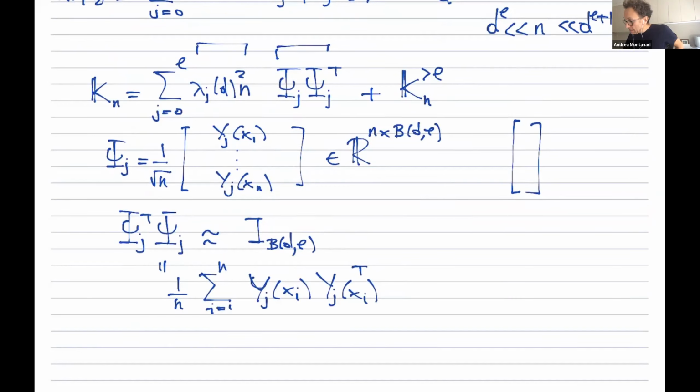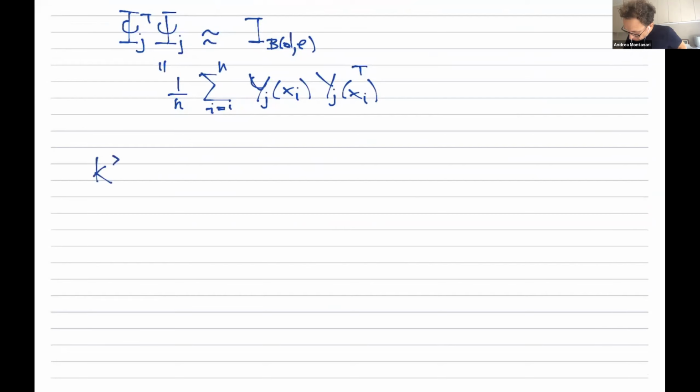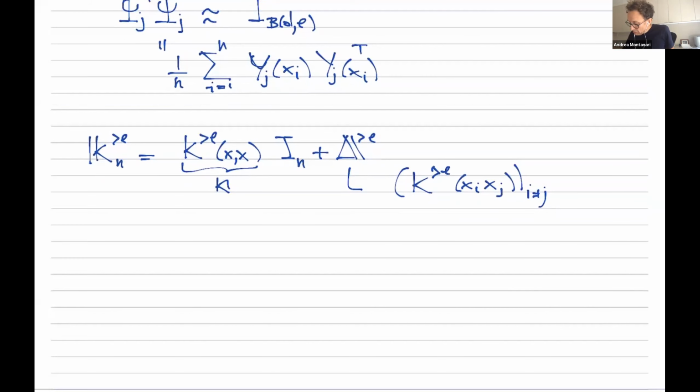What happens about the part that is bigger than L? I'll write it as a diagonal part, that is always the same by rotational invariance, times the identity, plus an out of diagonal part. And the out of diagonal part is the matrix with entries the high frequency part of the kernel ij, i different from j. Let me call this piece kappa, for lack of a better name. And what do you expect about this out of diagonal part?